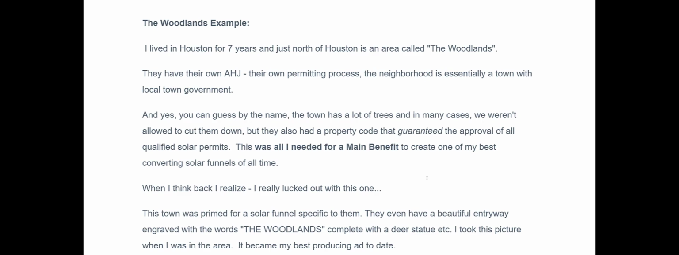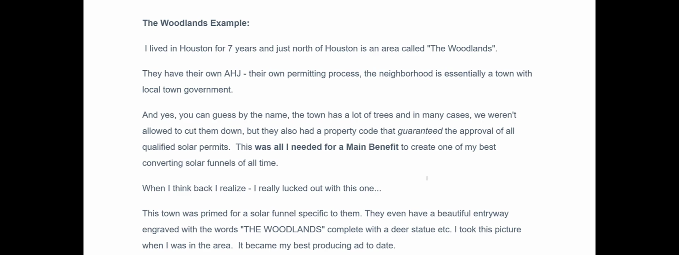Okay. So I lived in Houston for 7 years. Just north of Houston, like we talked about, there's a town called the Woodlands. They have their own permitting process. It's like a little government. Okay. And yes, by the name, you can tell the town has a lot of trees. And in many cases, we weren't allowed to cut them. And that is tough. But I didn't shy away from the area because there are very, very rich people who live in the Woodlands. And I wanted to make sure that I was selling to people who could buy what I was selling, which was solar power at the time.